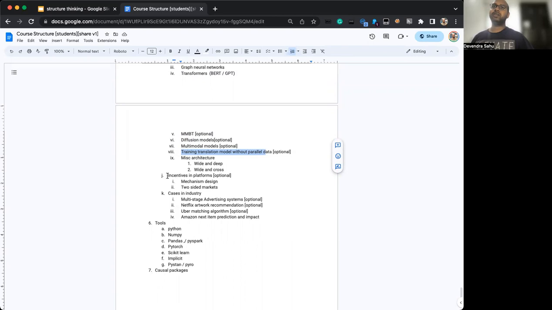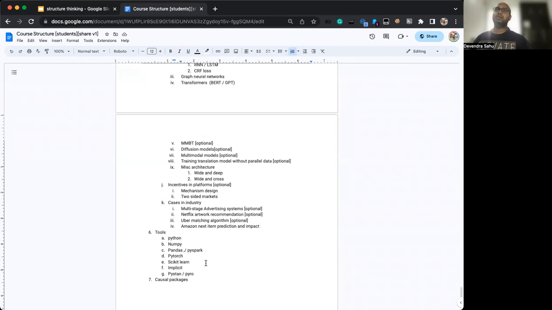We'll also spend some time looking at a viewpoint on platforms. This part is incentives in platforms. We'll look at a bit of mechanism design and how pricing and auction works in a platform. We'll look at nuances of two-sided markets in advertising. We'll look at a couple of slightly larger case studies, like multi-stage advertising system, Netflix artwork recommendation, Uber matching algorithm, Amazon next item prediction, and the impact it had on their business. And tools we have already covered in the slides, right?